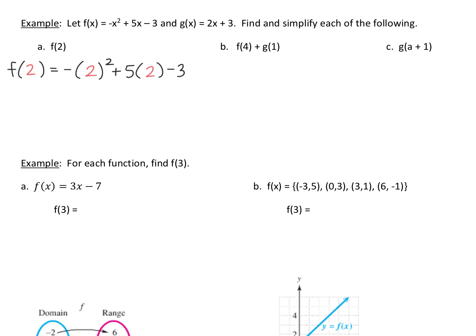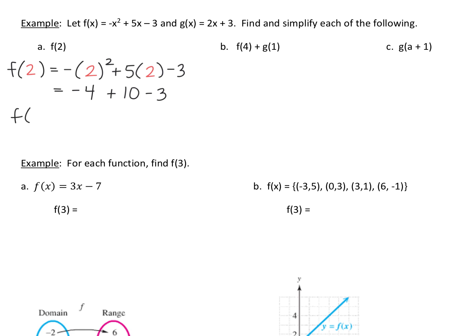Again, your parentheses matter. You can use a calculator and type in this whole thing, or you can use your brain and do order of operations. So 2 squared is 4. That would be then negative 4. 5 times 2 is 10 minus 3. So 6 minus 3 or 3.